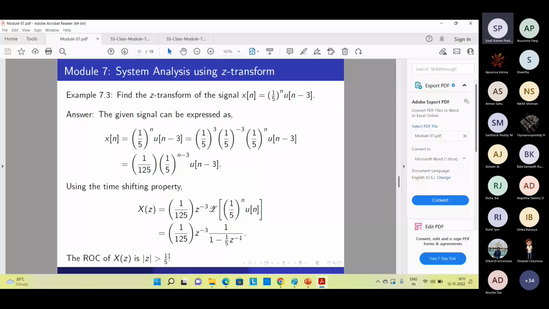Remember that whenever the z transform of a signal is asked, you have to find the z transform, and along with it you have to find the region of convergence as well. So please always remember this: wherever you find a z transform, its region of convergence must be specified. So this is one example of how we can find the z transform of the given signal using a property of the z transform. Here we have used the time shifting property.